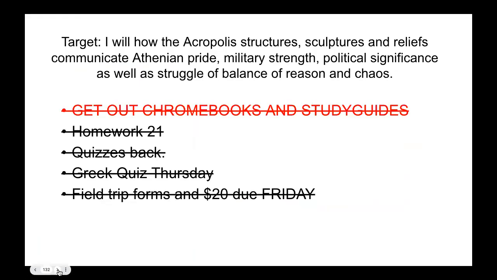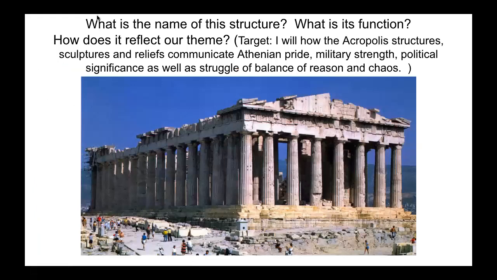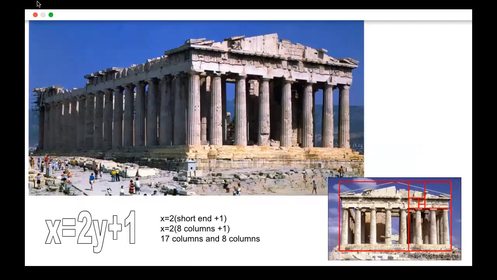And so what you're going to do right now is you're going to be divided into groups, and there's going to be a link that you can get from the agenda. We're going to focus on the themes of how the different sculptures and structures relate to Athenian pride, military strength, and political significance, as well as the struggle of balance and order. So we'll go over these things later.